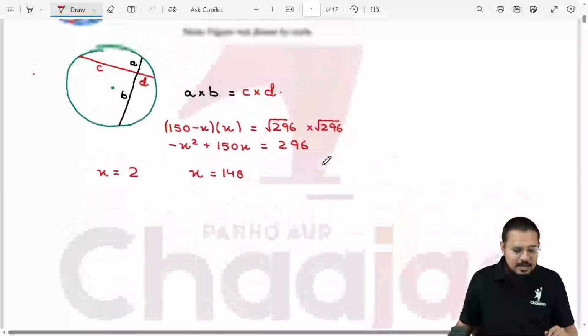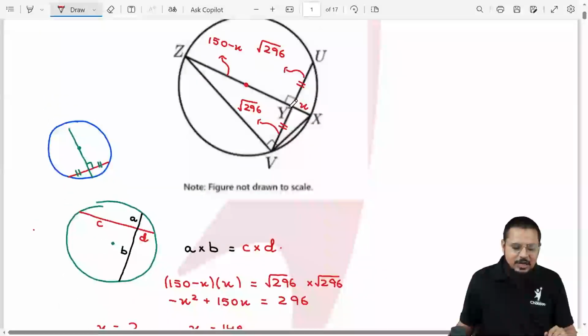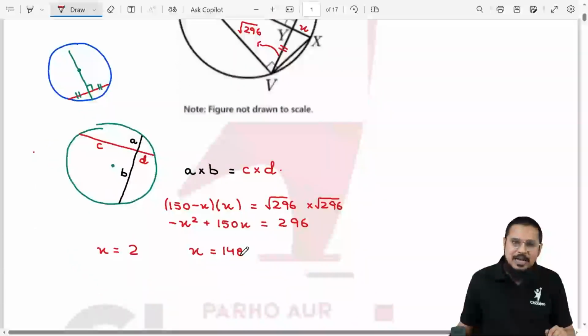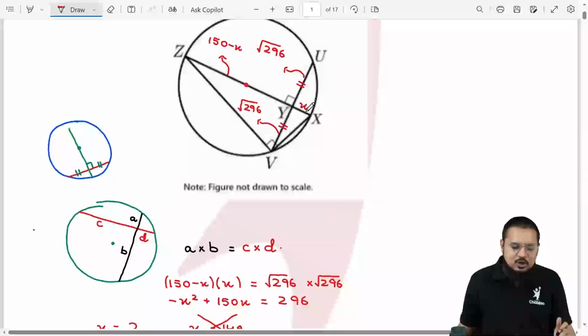So I can say, because that literally looks smaller to me, yx, so I can name this x as 2. I am not looking to name this x as 148. I know that the figure is not drawn to scale. It could be 2, it could be 148 as well, but if this is 148, automatically this would come out as 150 minus 148, as 2 centimeters, and zy would obviously become smaller than yx.